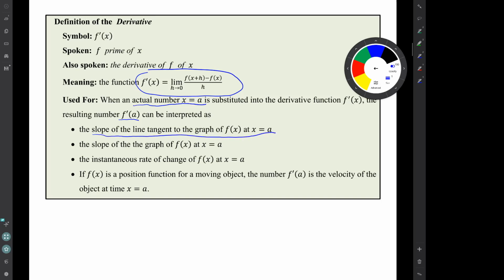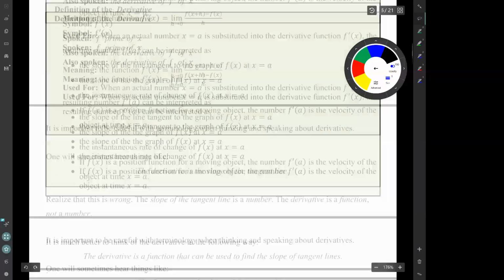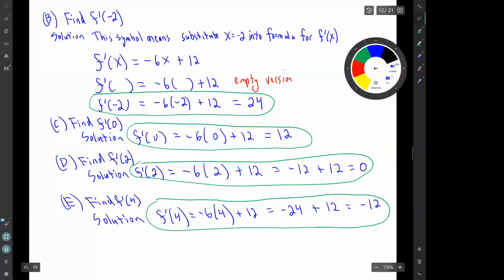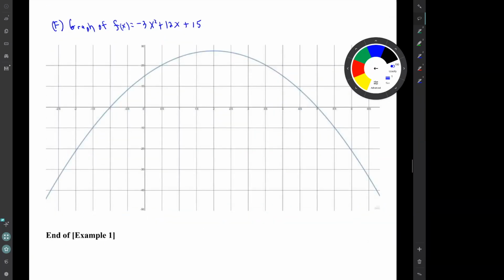So those things that we computed in parts B, C, D, E of the problem, those numbers that we got were numbers that are slopes of tangent lines. So those four numbers are slopes of four tangent lines. So to illustrate those results, we should draw those four tangent lines and label them. So there's the graph. Which tangent lines do we need to draw?